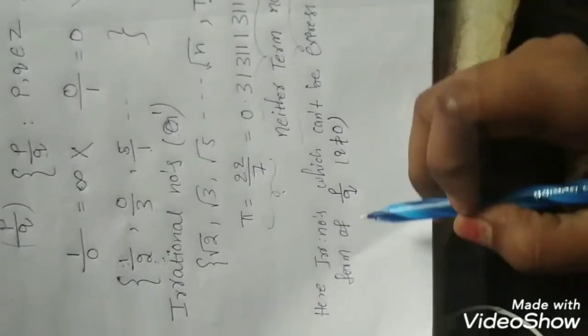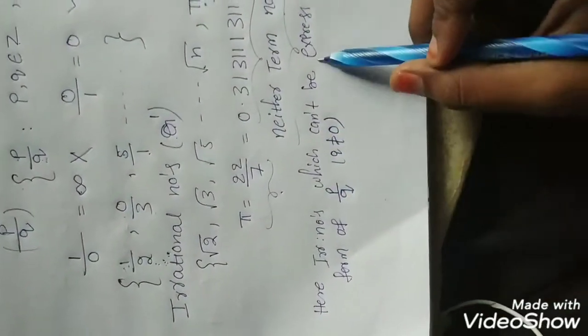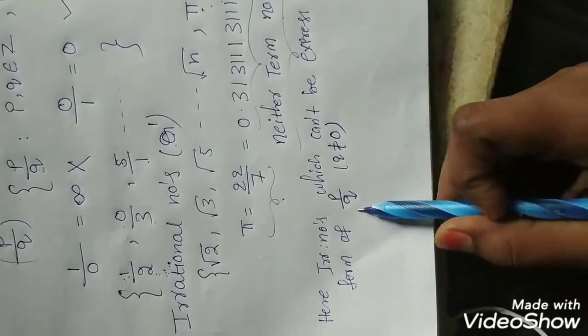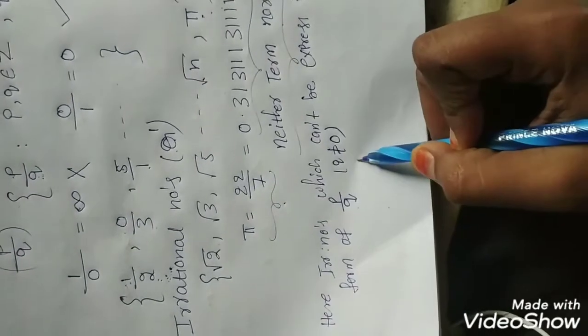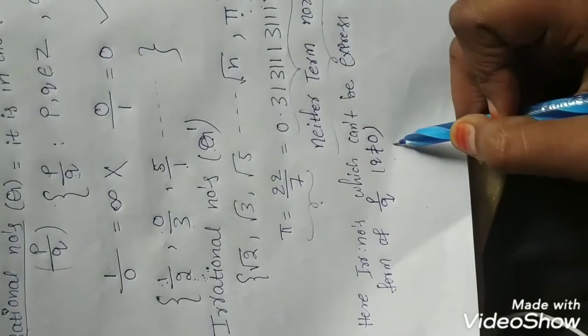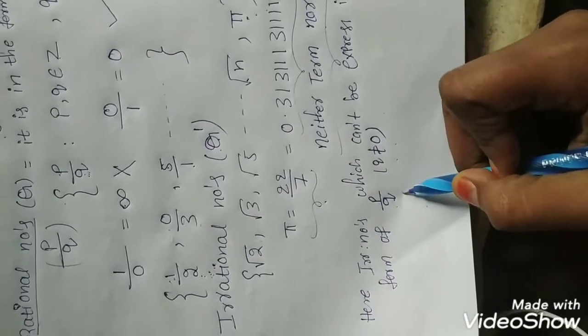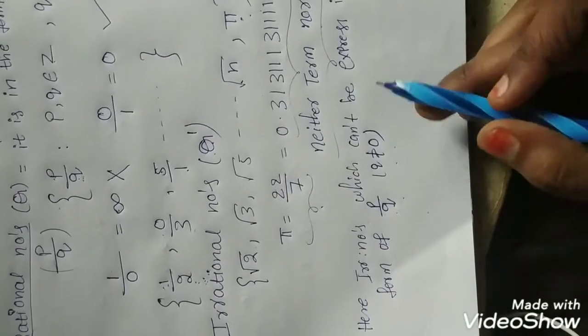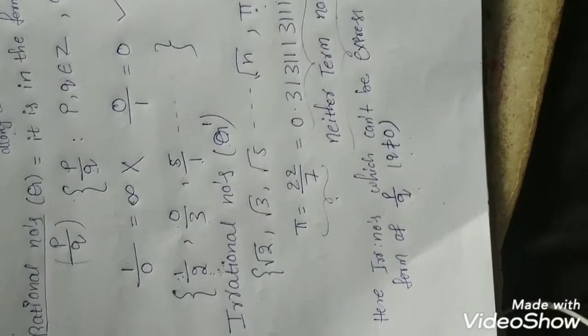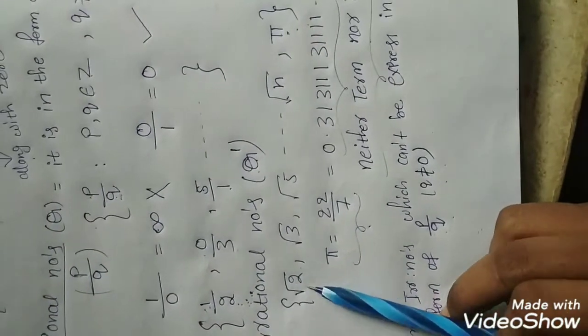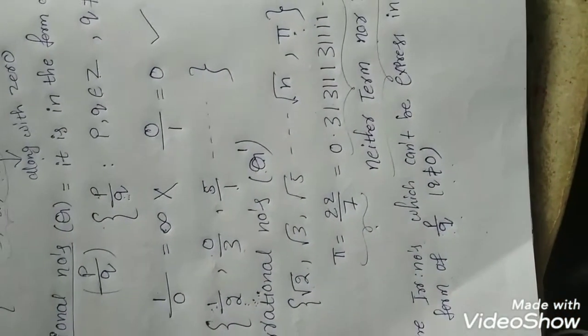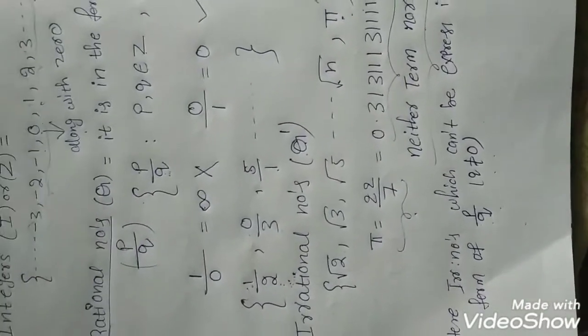Here we can see irrational numbers cannot be expressed in the form of p/q, where q is not equal to 0. So they cannot come in p/q form. All such numbers are irrational numbers. For example, √2; any value in root, take any value, they are irrational numbers.